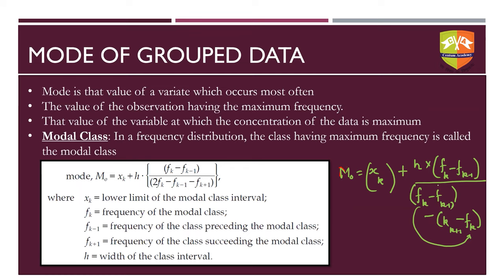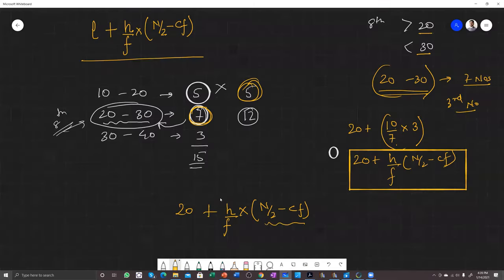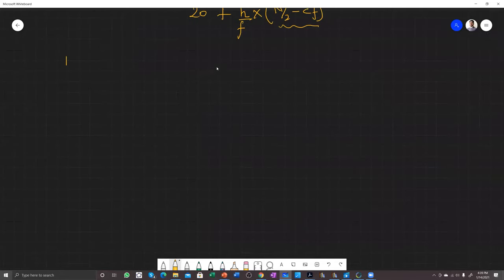If you look carefully, fk minus f(k-1) is the frequency of the modal class minus the frequency of the previous class, and I am subtracting something from it. Or rather, you can write it the other way around. Let me rewrite this here. So mode is xk, you can also write L, the lower limit of the modal class, plus h, the class size.